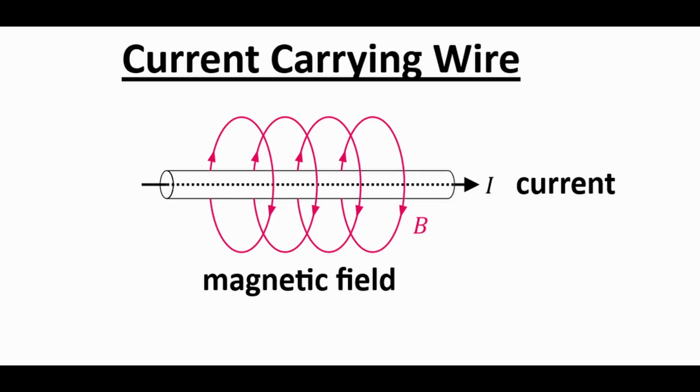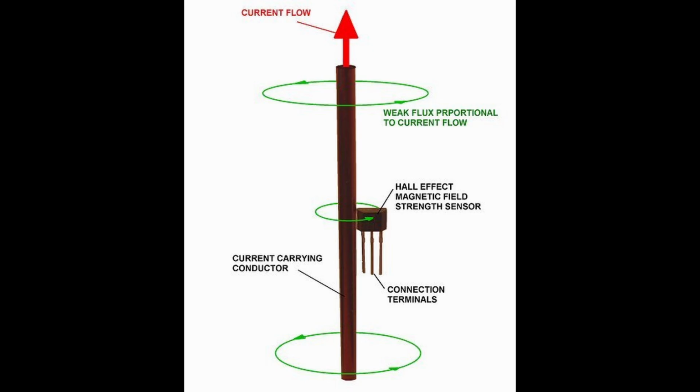The Hall effect can be used in many other practical applications. For example, a current-carrying wire produces its own magnetic field, which can be exposed to a Hall sensor. The sensor will measure the magnetic field strength, which can be used to determine the current that produced the magnetic field.